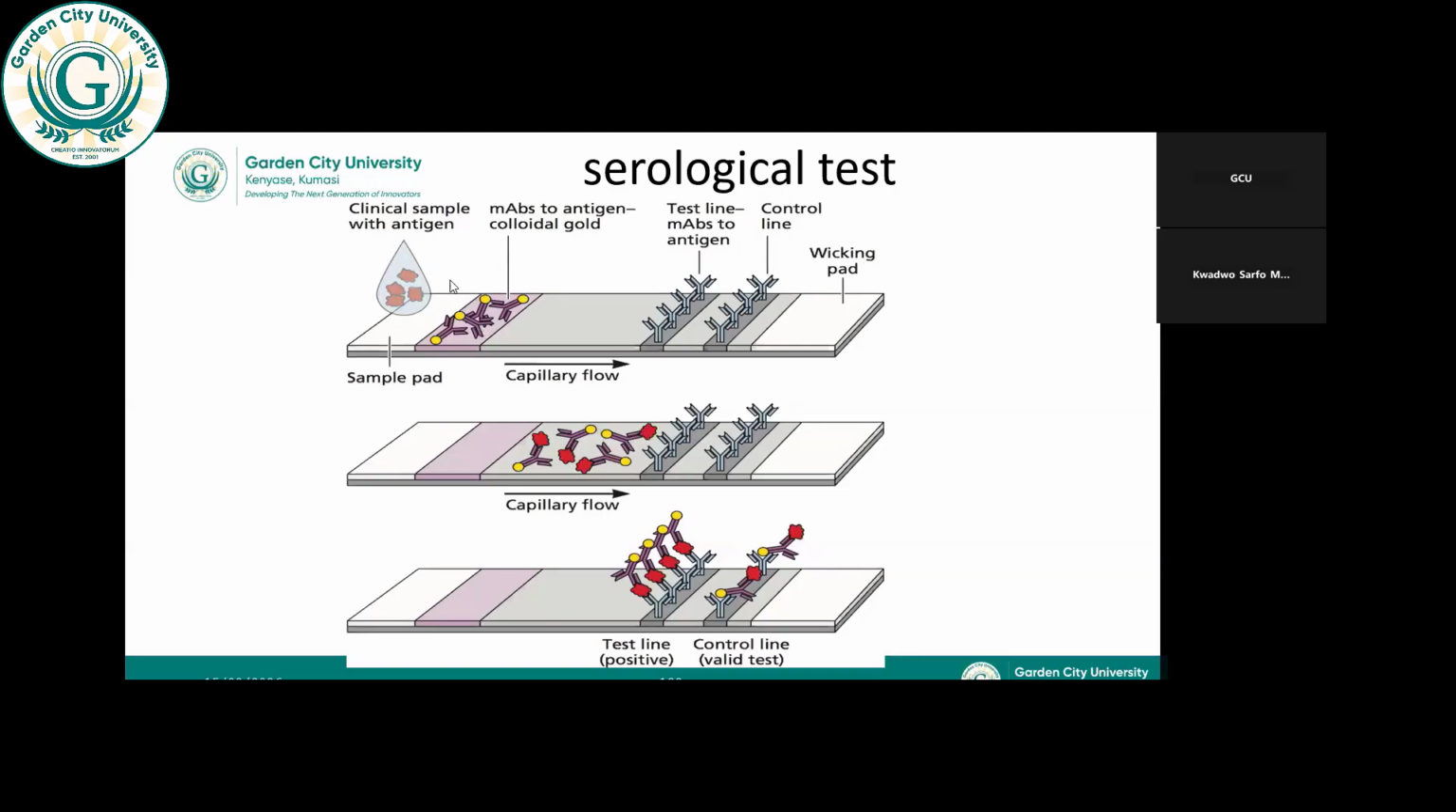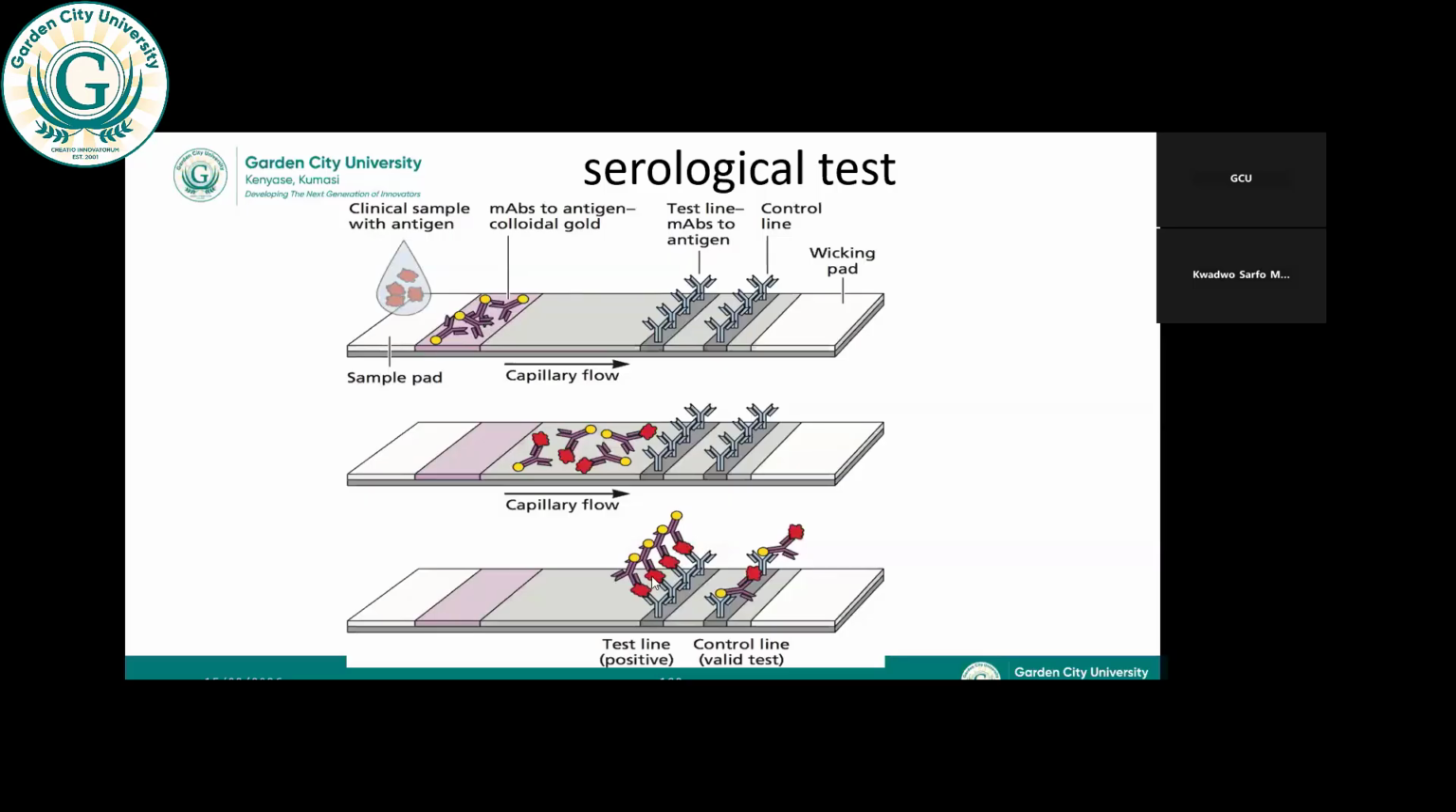So if the sample is negative, it doesn't have the antigen, what happens is there will be no binding, there will be no presenting of the antigen from this colloidal section, the monoclonal antibody, to the anti-immunoglobulin. But because there's a control line, this control line is non-specific to the antigen, the one in red. So if you look here, you are seeing the binding of this anti-immunoglobulin to the monoclonal antibody here. Are you getting the difference?